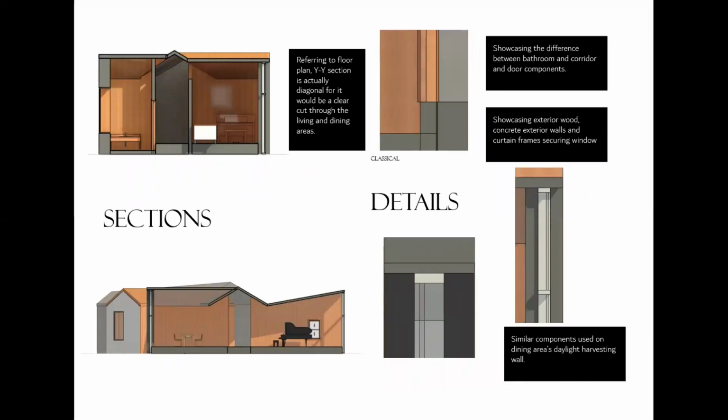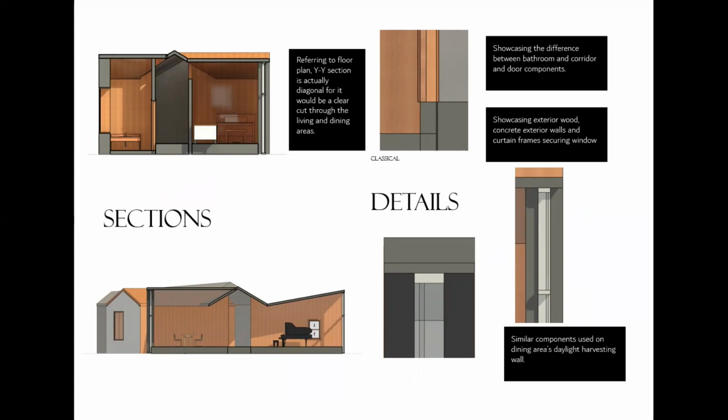For my sections and details board, they are pretty self-explanatory, but referring back towards the floor plan, you could see that the X section is actually the vertical, but the Y section was a little diagonal as it is counted as a straight line across the dining and the performance area, as you can see on the bottom left.